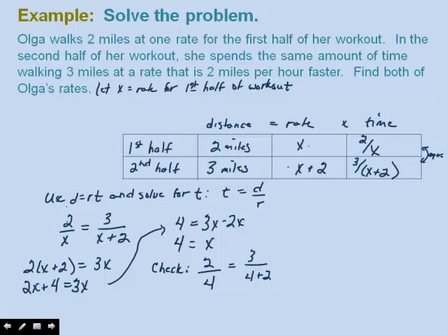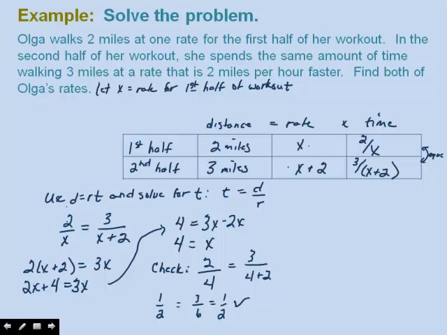So if we have 2/4 on this side, we could reduce that down by canceling out 2's. That would reduce down to 1/2. And on the right side, we have 3 over 6, which also reduces down to 1/2. So that checks.